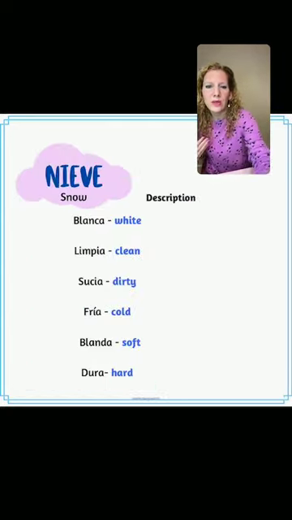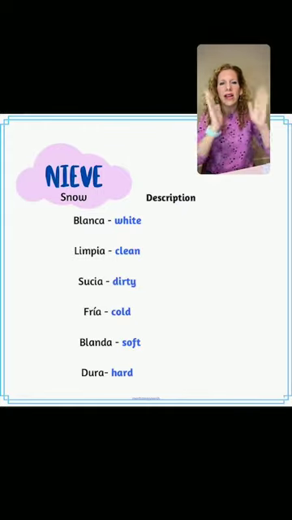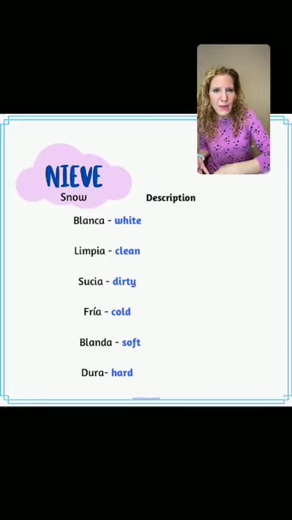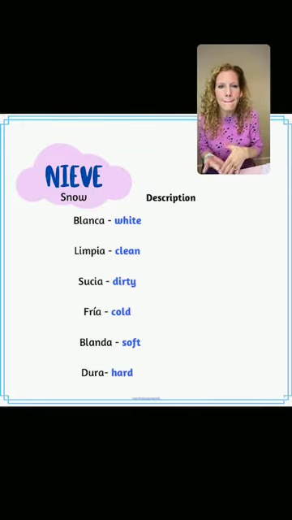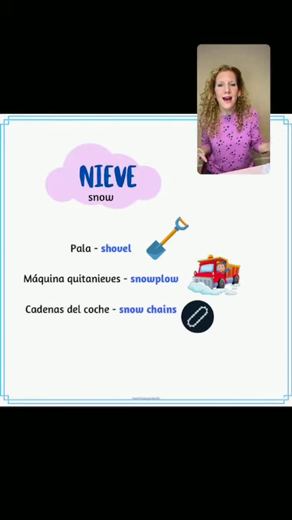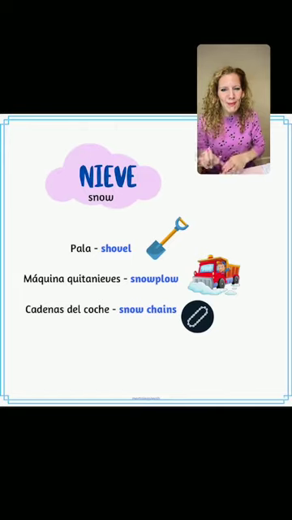So what I do is I put nieve, okay? And then how can I describe it? Just what I told you. Blanca, limpia, fría, blanda, dura, okay? What do I have to use to get rid of the snow? Pala, máquina quitanieves, cadenas del coche, okay?